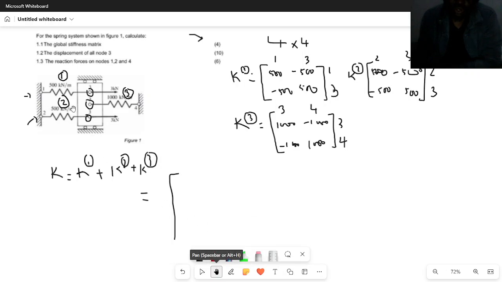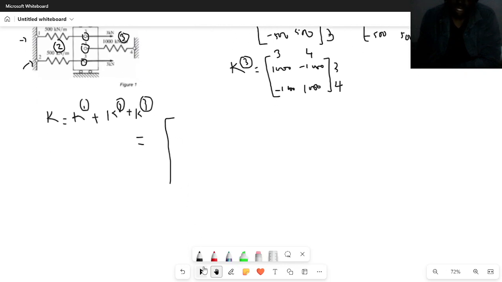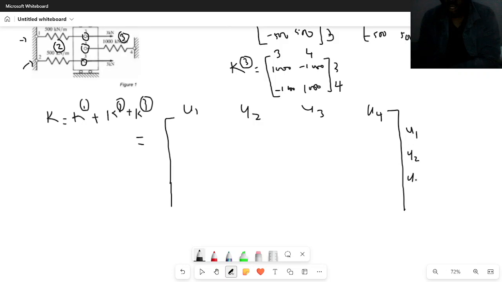I know here it's looking like we have 6, but it is 4. Node 3 is being repeated. It's only one node that is being repeated, so please do not make that confusion. Now you can write it the way we know: U1, U2, U3, U4. Same applies here: U1, U2, U3, U4.